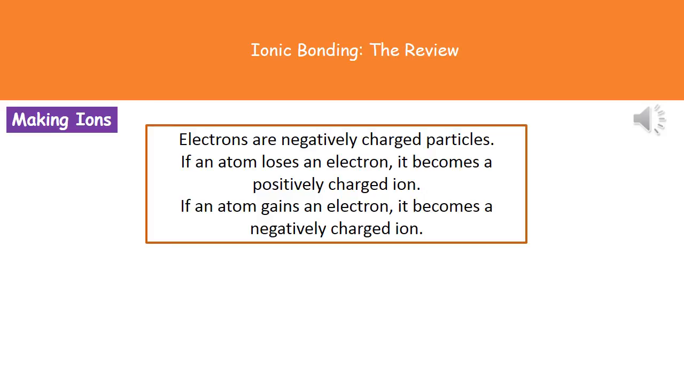Because what's happened there is, even though we started with the same number of protons and electrons, as soon as we lose one electron, there's one more positive charge in terms of our protons than there are negative charges from the electrons. So overall, it has a positive charge. If the opposite happens to our atom and it gains an electron, then it will become a negatively charged ion because it has one more negative charge than positive charges.